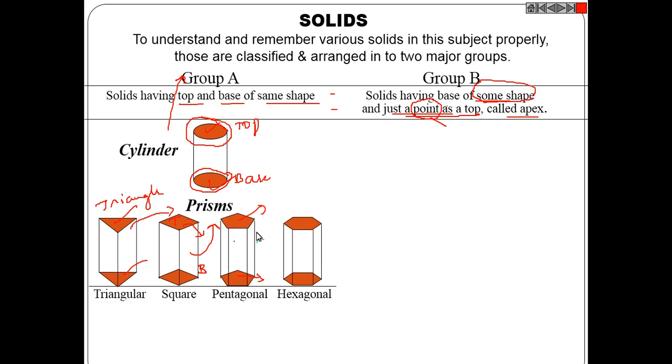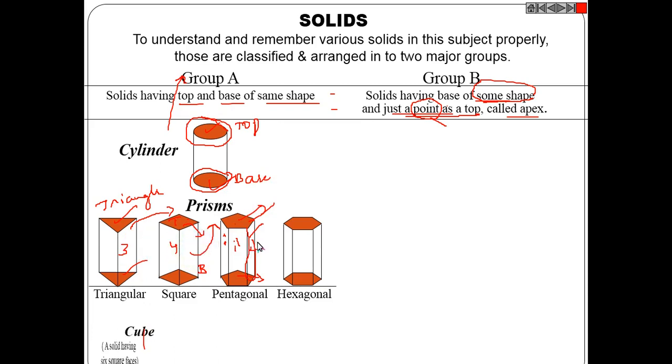One thing you need to note here: all the surrounding surfaces of this solid are rectangles. You see, this is a rectangle, this is a rectangle, this is a rectangle. It is surrounded by rectangles here. So here we have 5 rectangles since it has 5 sides. Here we have 4 rectangles, here we have 3 rectangles. Just to know the difference, okay.